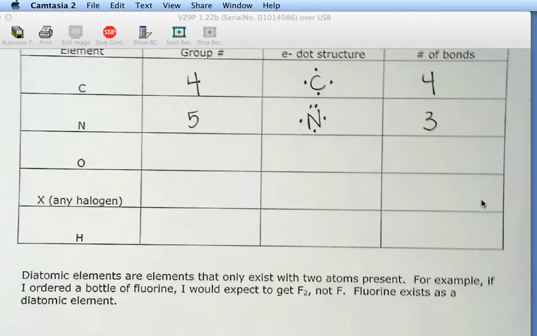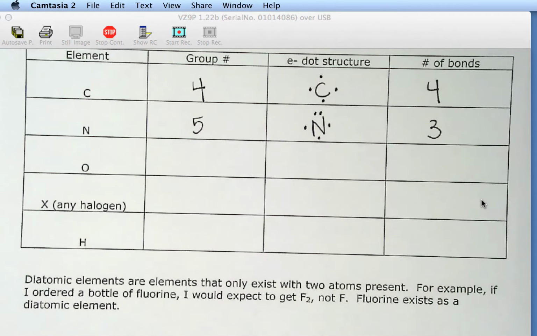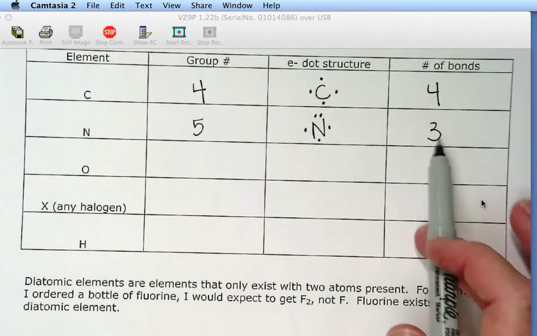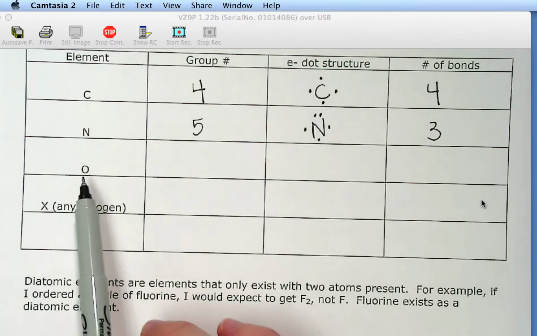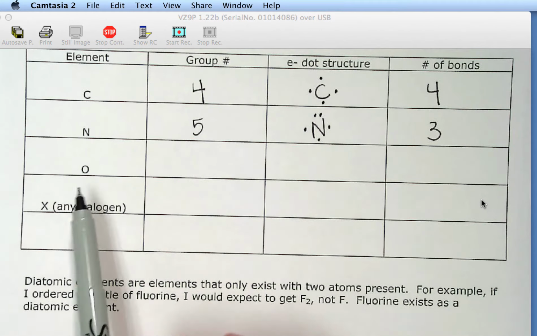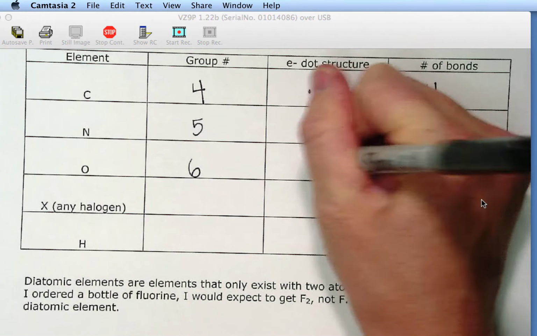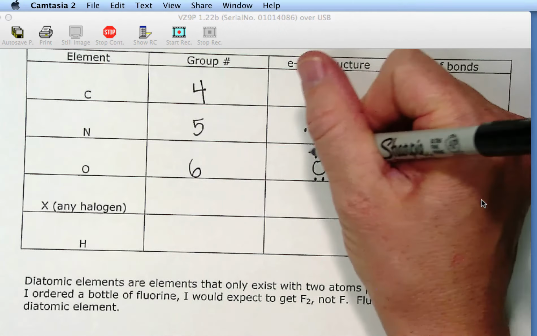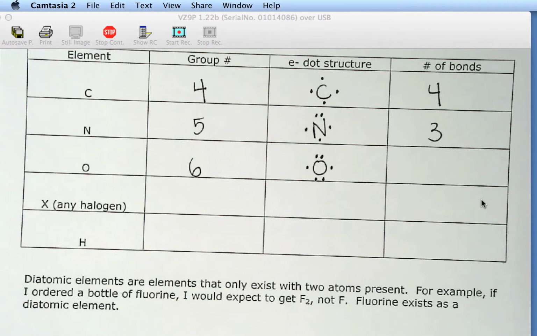It has 3 spots. I don't know if it's safe to say, but from that pattern, do they always equal 8? Yes. 5 plus 3, 8. 4 plus 4, 8. Yes. Good. Oxygen, group number 6. The dot structure for oxygen, 2 groups are paired, 2 electrons paired, 2 electrons unpaired. So then the number of bonds would be 2.